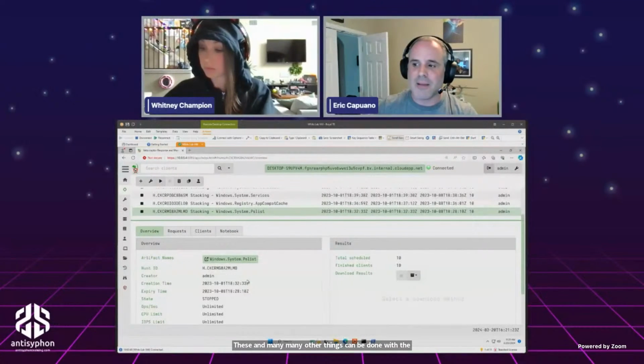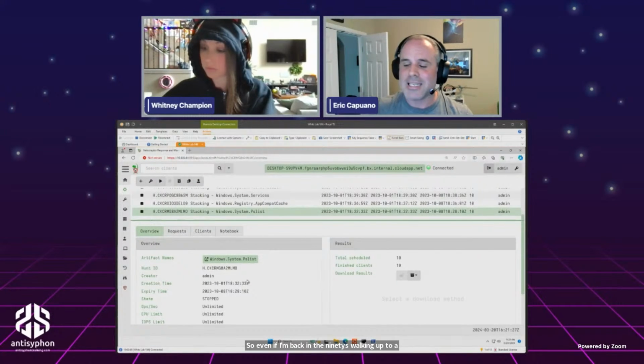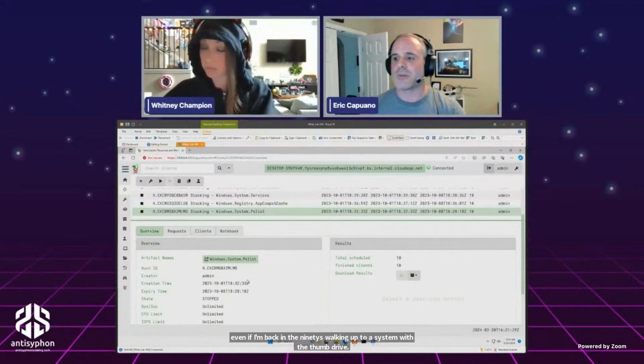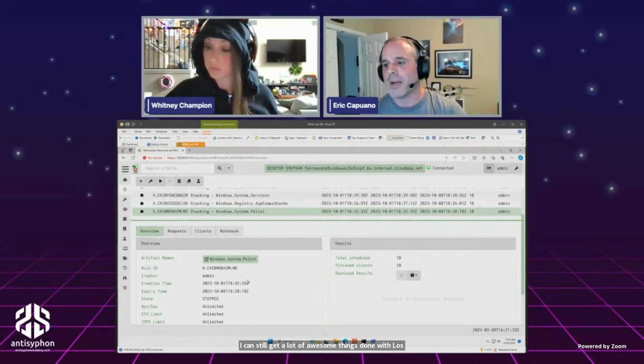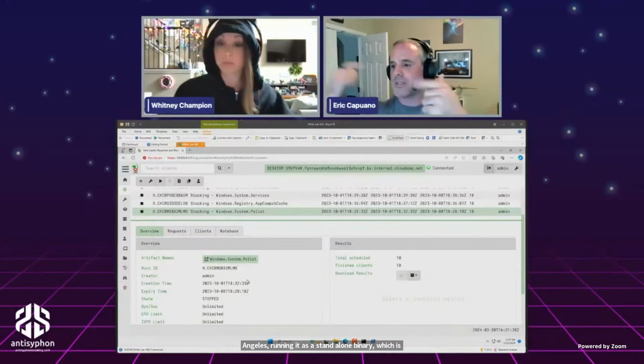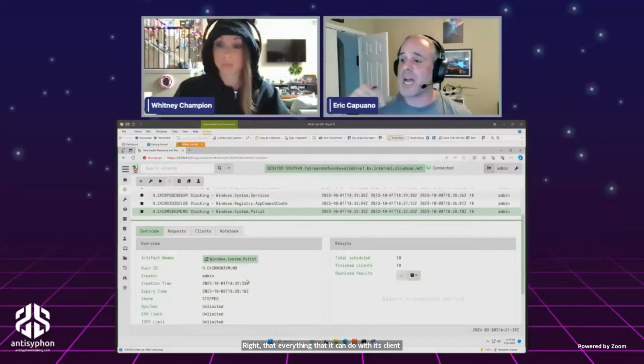So even if I'm back in the 90s walking up to a system with a thumb drive, I can still get a lot of awesome things done with Velociraptor running as a standalone binary, which is just incredible. Everything it can do with its client server deployment, it can also do by itself, standalone. So I'm not installing anything. I'm just running a portable executable, gathering up the evidence, packaging it up and taking it elsewhere.